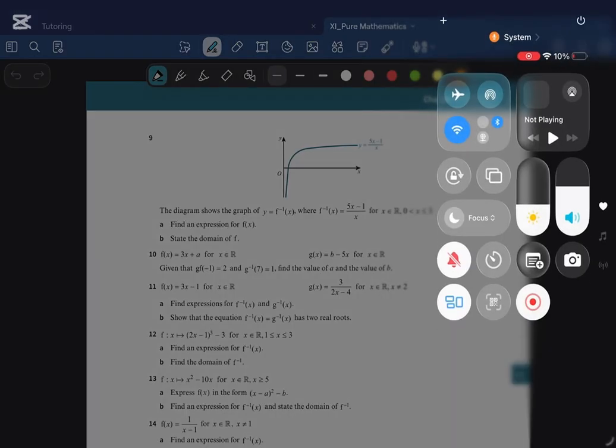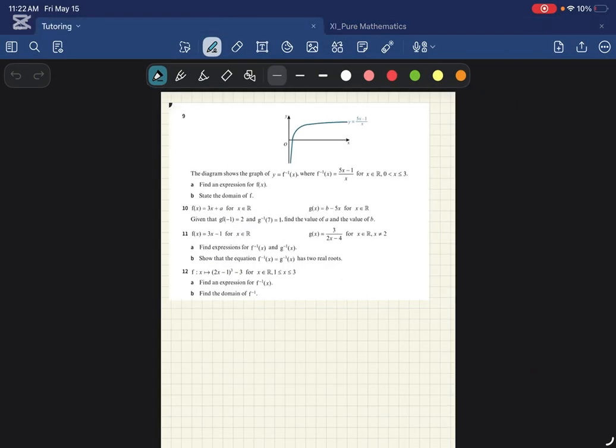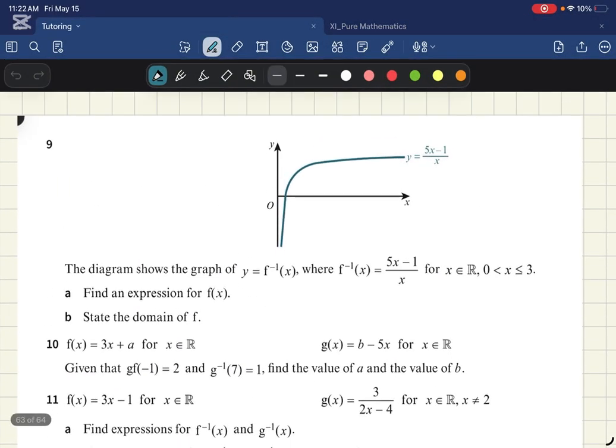So continuing with more questions. Okay, my microphone is on. So question 9 says, we are given the graph of y is equal to f inverse of x, where f inverse of x is given by this expression, and we are given the domain, which is going to be the range for my f of x. Yeah, we are given the domain. All right. So find an expression for f of x.